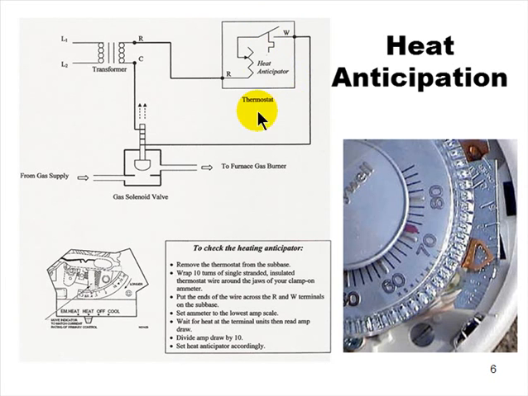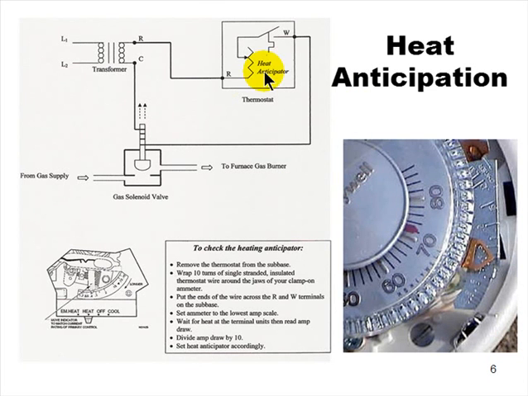If you use 9 turns, you got to divide the 4 amp reading by 9. If you have 4 turns, you got to divide it by 4. It becomes a little awkward. 10 is nice because whatever number you read, just put the decimal point on the other side of the number. And that's what you set the heat anticipator at. If you read 12 amps, you set the heat anticipator on 1.2. Move the decimal point one place from behind the two to between the one and the two. All right, that's how it works.